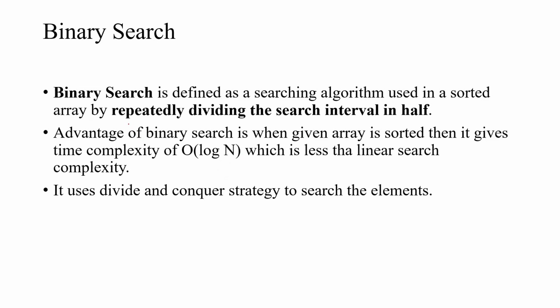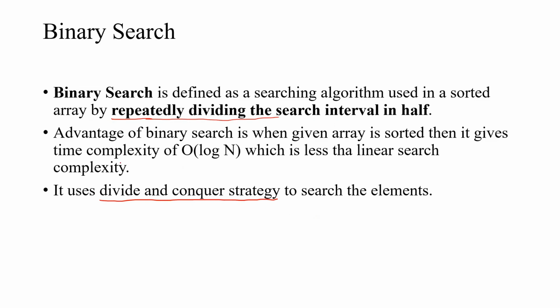Now, the binary search algorithm is based on the divide and conquer strategy. Meaning, the list or elements of the array we are going to divide into two parts, and we will do this repeatedly. So it's written: repeatedly dividing the search interval in half. Every time we will do this until we find the element.